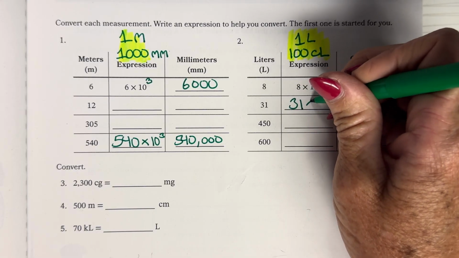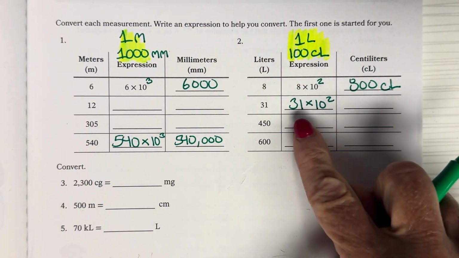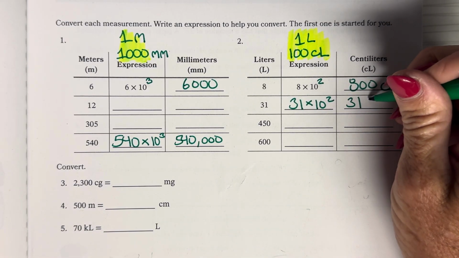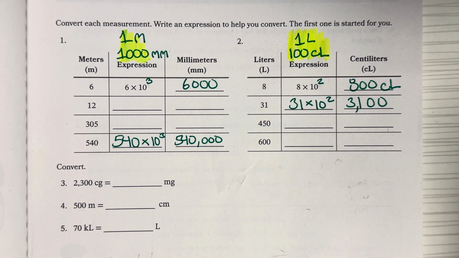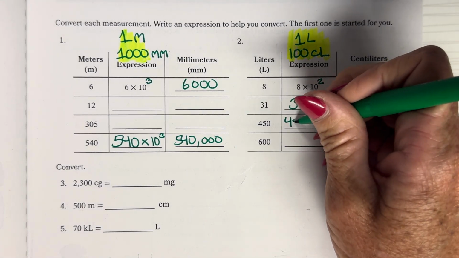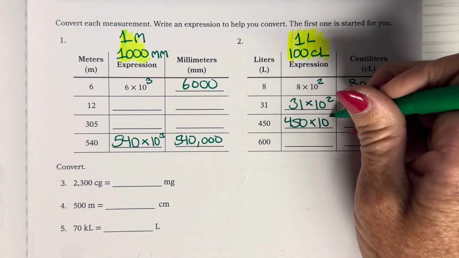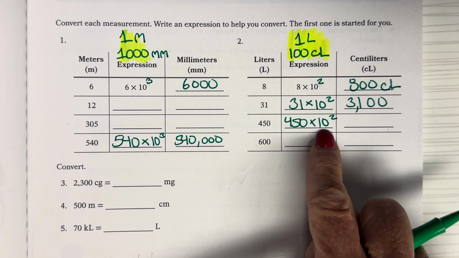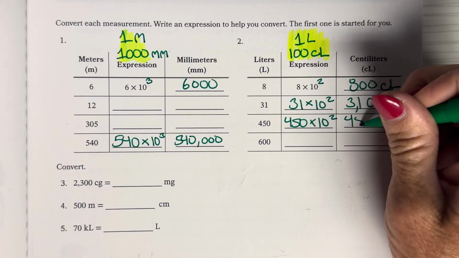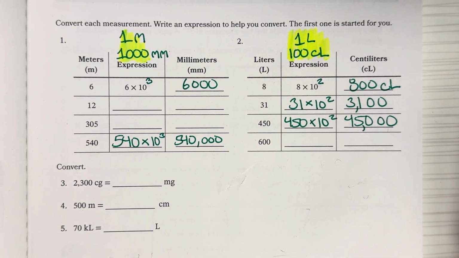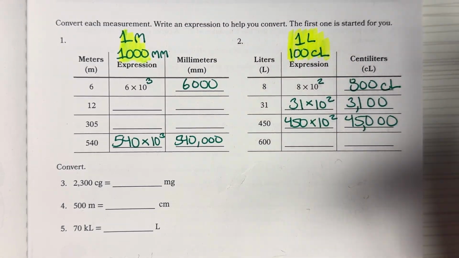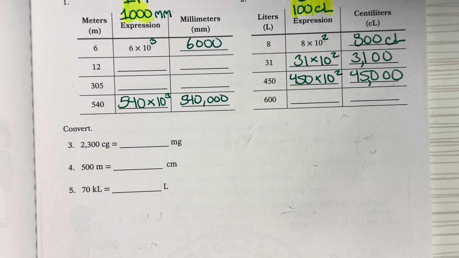So I could do this one, 31 times 10 squared. So 31 liters is equal to 3,100 centiliters. I'm going to do one last one. So 450 liters, I'm going to multiply it by 100 or by 10 squared, is equivalent to 45,000 centiliters. Okay, and the reason is because of this conversion, what they're equal to. Okay, so let's try a few others.